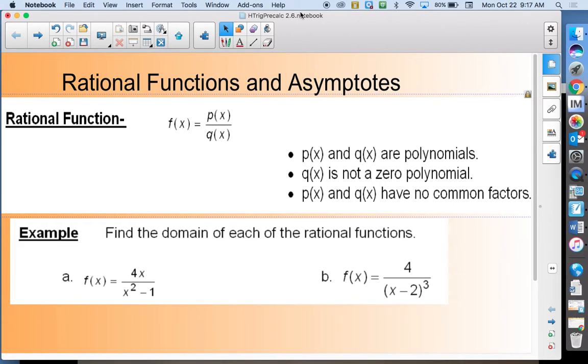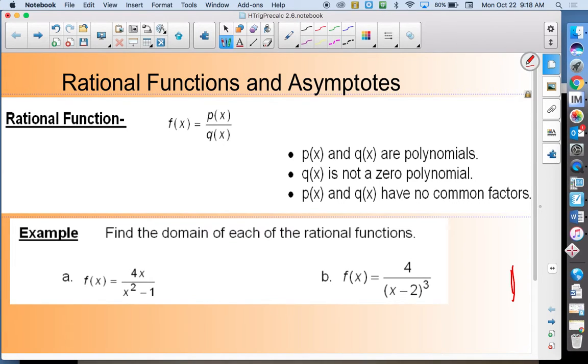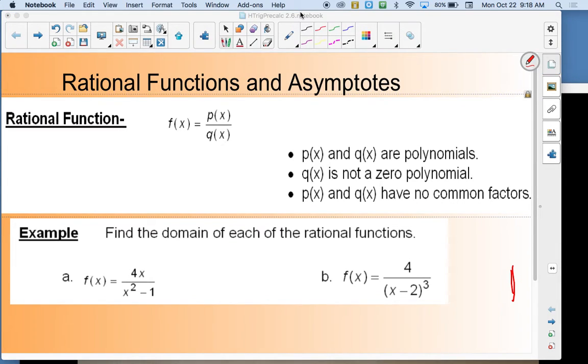Just a little review, going back pretty much from the beginning of the year. How do you find domain without graphing? Just by using the equation. How do we calculate domain? What do you have to think about, Jesse? If there's a denominator, it can't equal 0, and if there's a square root or an even radical, whatever number is inside has to be equal to 0 or greater than or equal to 0.